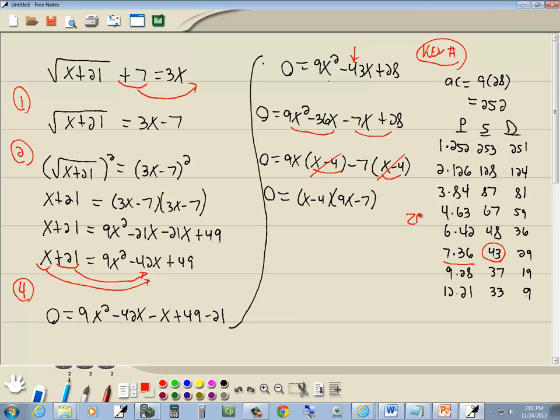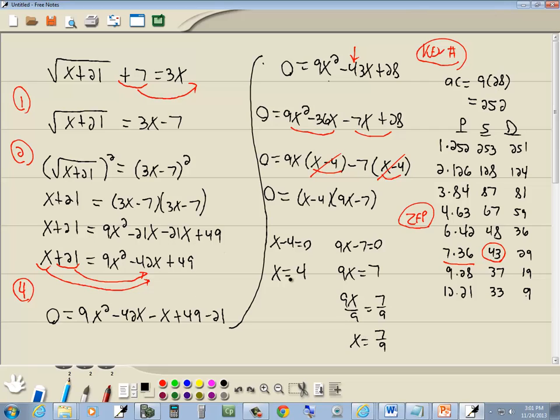Okay, zero factor property. Zero factor property says you get 0 on one side, you factor the other side, you set each factor equal to 0. So I'll set x minus 4 equal to 0, and I'll set 9x minus 7 equal to 0. And we got x is equal to 4, and this one will take the negative 7 over, becomes a positive 7. Divide both sides by 9. And we got x is equal to 7/9.